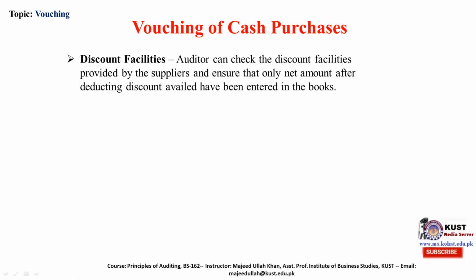Cash purchases, discount facilities. The auditor checks the discount facilities provided by the supplier to ensure that only the net amount, after deducting the discount availed, has been entered in the books. For example, the company is liable to pay 10,000 rupees and there is a 500 discount. So the auditor should ensure that 9,500 has been paid and 500 is a discount.